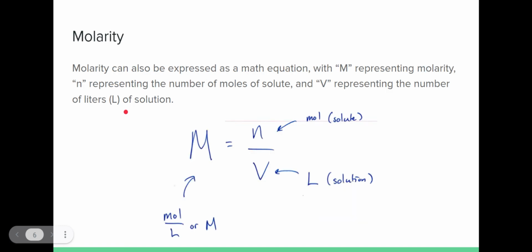When we calculate molarity, it actually has some symbols that we use, the same symbols that we used for moles for the ideal gas law. We use lowercase n, and we use V for volume. So the molarity, or the concentration of a solution, is given by the number of moles of the solute only divided by the number of liters of the entire solution combined. We can represent our final label for molarity as either moles per liter, or we can simply represent it as capital M.